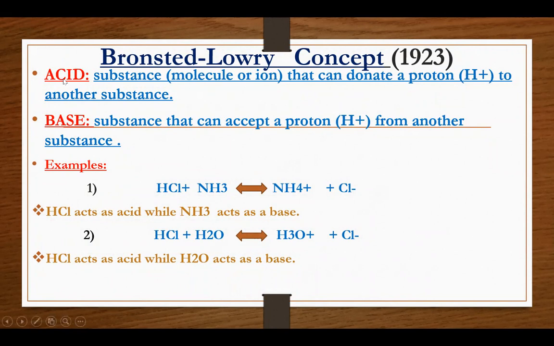Now, moving toward their definitions, according to Bronsted-Lowry concept, acid is a substance or a molecule or an ion that can donate a proton to another substance. It means if you have an acid, it will have tendency to give proton to other species. While base is a substance that can accept a proton from another substance. Acid is proton donor, while base is proton acceptor.